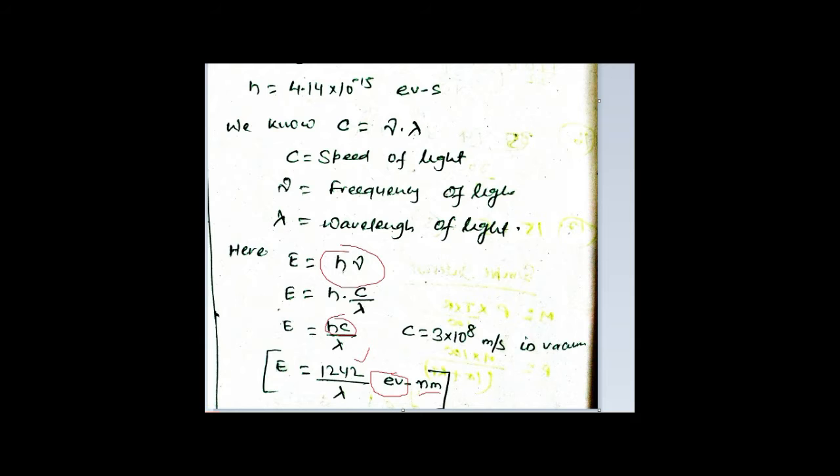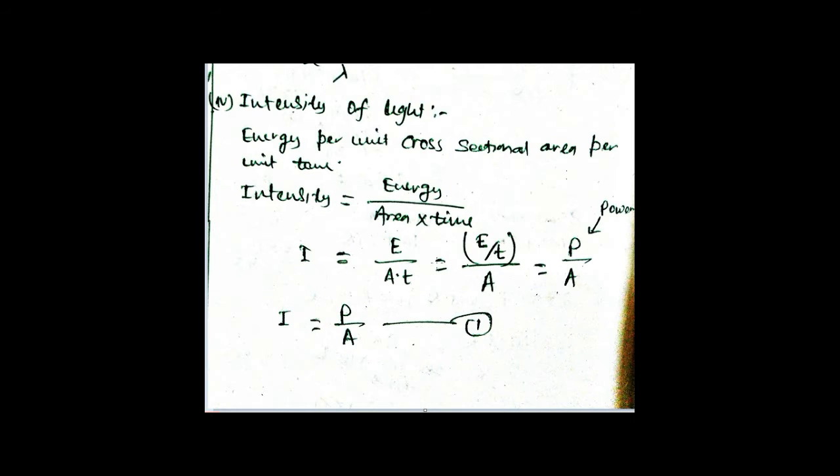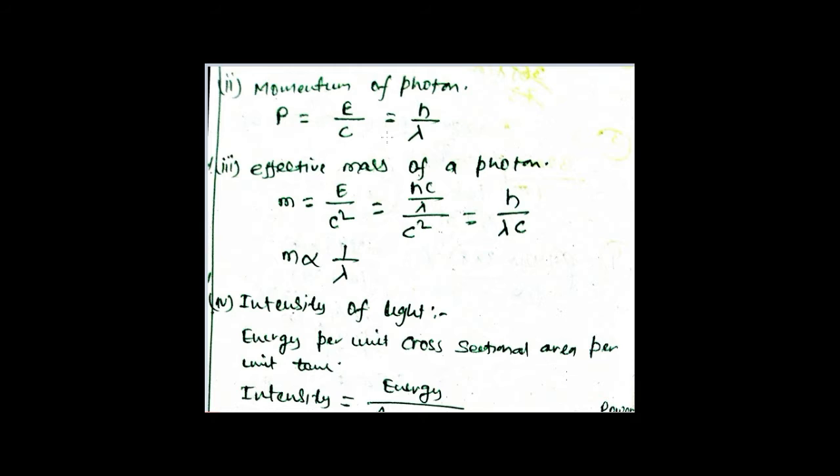Okay, coming to the next slide. Now momentum. Momentum is denoted by p. So momentum is equal to energy by speed of light, E by c, where E is equal to hc by lambda, and c and c cancel out, so p equals h by lambda.